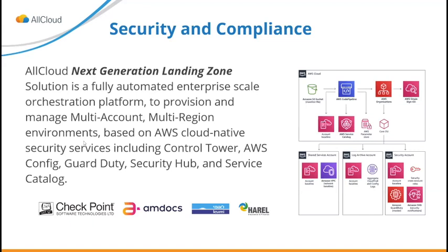To govern that all, the next generation landing zone is a solution that helps you more quickly set up a secure multi-account AWS environment based on AWS and AllCloud best practices. As more and more accounts are introduced to the environment, it becomes more challenging to govern them. You want to make sure that your guardrails are in place automatically. So tools like Control Tower, AWS Config, and Security Hub are some of the tools that are used to manage the landing zone.